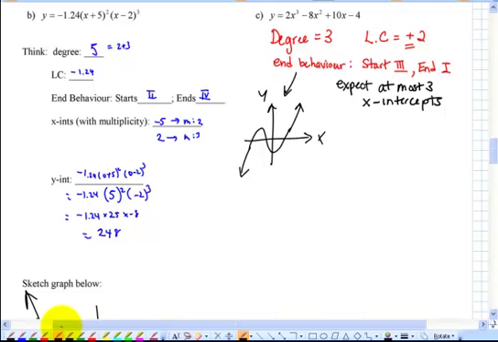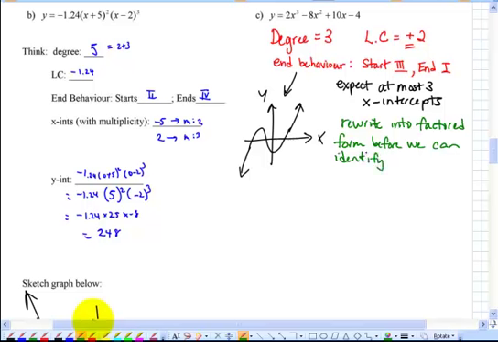Now, to figure out the x-intercepts is the hard part for this one. Because unfortunately this is not in factored form, we need to rewrite into factored form before we can identify the x-intercepts. And how can we rewrite this in factored form? I gave you a hint last time. Yes, welcome back to section 3.3. Use the factor theorem to help you out.